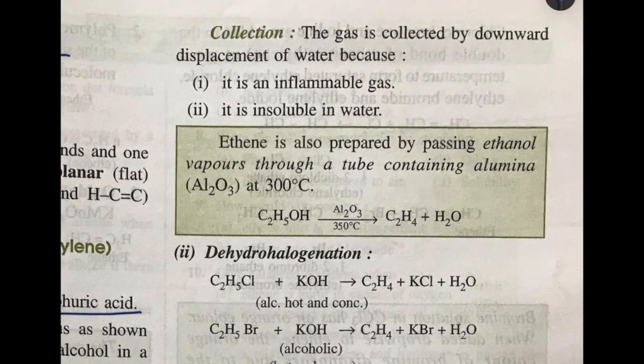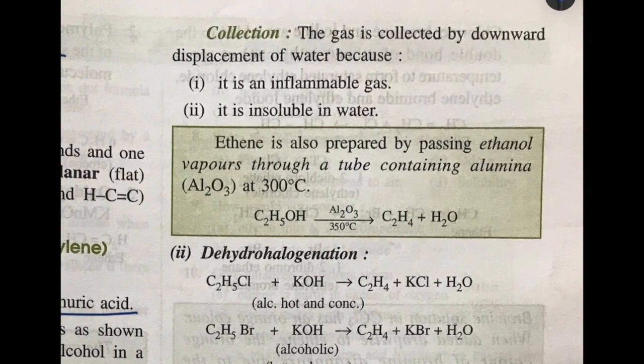Now, you already saw how the gas was collected. It was collected by the downward displacement of water. What is the reason? Because it is an inflammable gas. That means it will easily catch fire. And of course, it is being collected over water because it is insoluble in water.